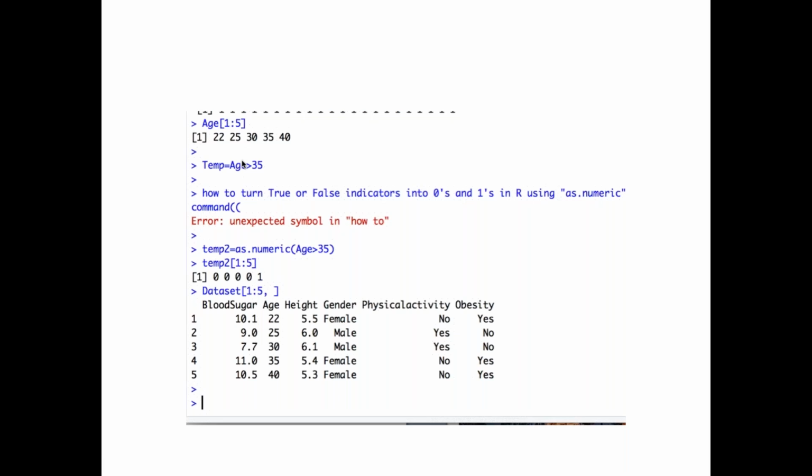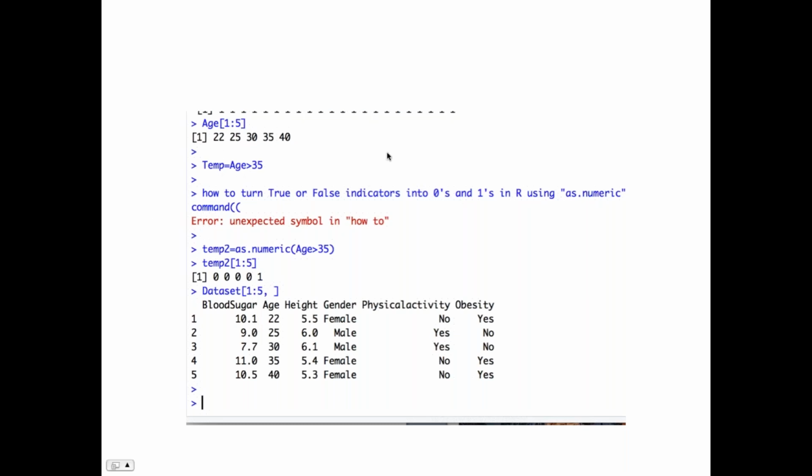Now, I've also taken the age of the first 5 rows of my data set. From the age column, I've extracted the first 5 rows. I said the sequence of first to 5 is giving me the age to be 22, 25, 30, 35, 40.